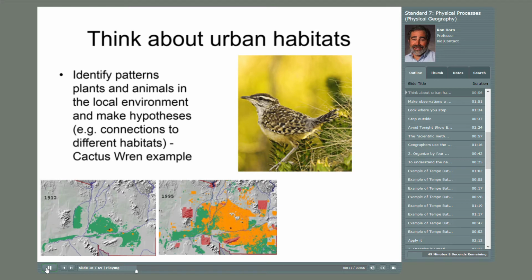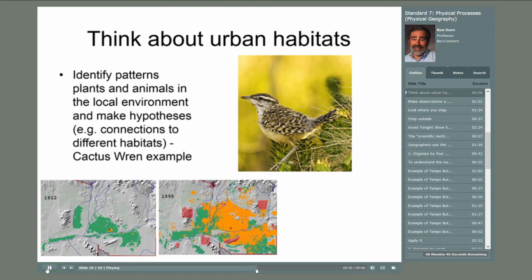Another nice example of the patterns and scientific hypotheses is to think about the Phoenix metropolitan area as an urban habitat. You can see the growth of metropolitan Phoenix from 1912 to 1995, and it's continued to grow in the early 21st century. And so as the desert has been swallowed up, there are studies making hypotheses about how desert animals may move into the urban environment.